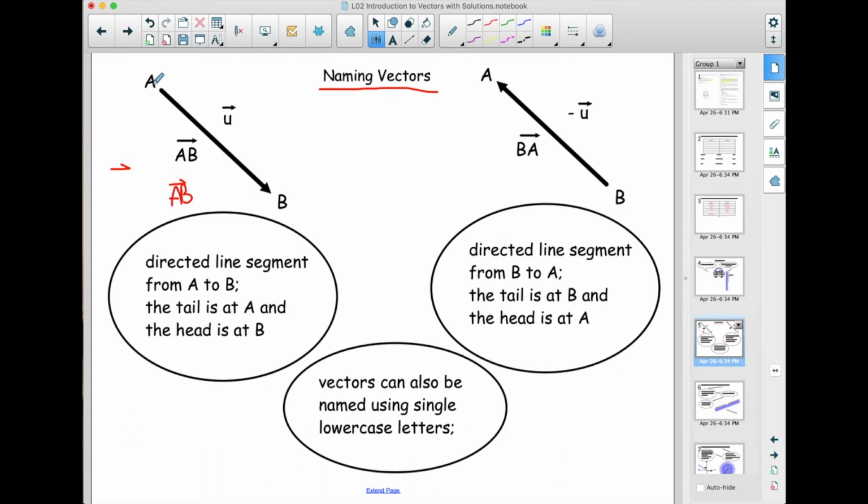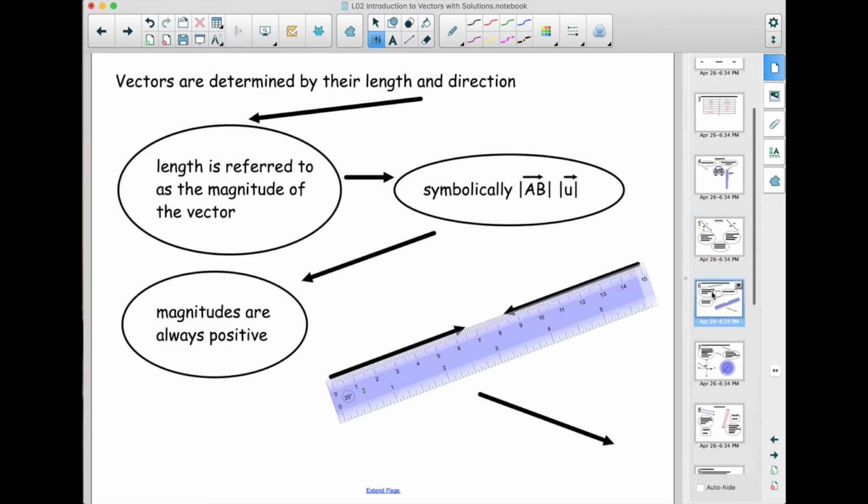So 2 ways to name it. One, uppercase letters. Points are always represented with uppercase letters. This vector is showing the direction from point A to point B. It's also possible to use a single lowercase letter to represent a vector as well. So this is either vector AB or vector u. And vector BA is traveling in the opposite direction, so we could label it as negative vector u or BA. I think that's all I need to cover on that particular slide. Let's move on to the next one.